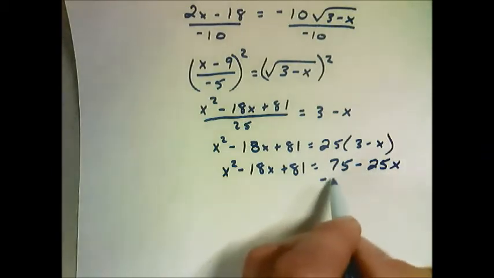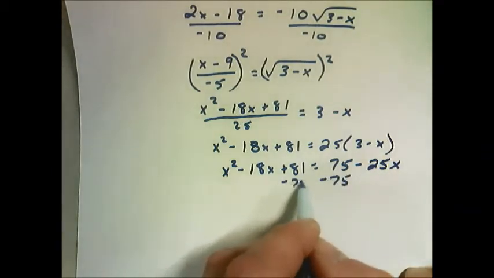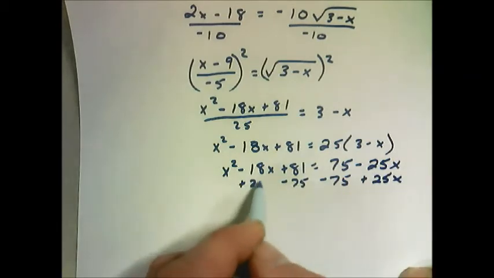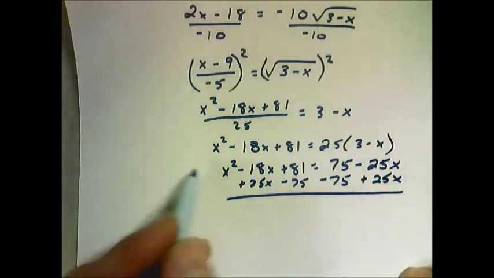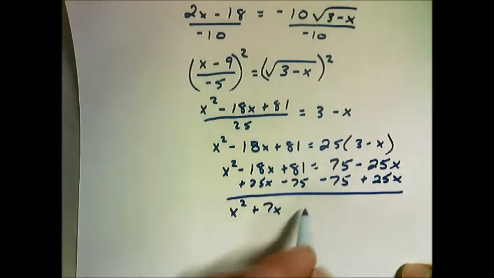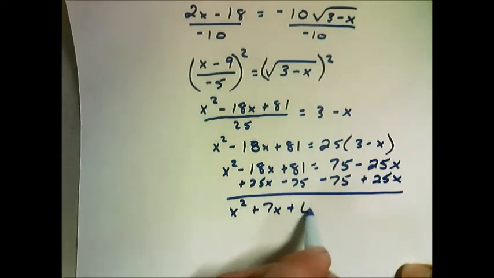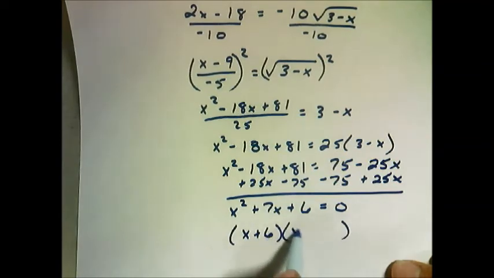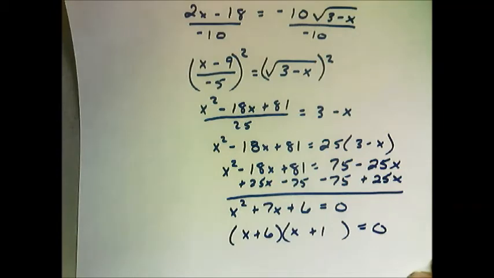Setting it equal to 0, I'm going to subtract 75 from both sides. I'm going to add 25x. So I end up with x squared plus 7x plus 6 equals 0. Hopefully this factors for us, and it does. So we have x plus 6 and x plus 1 multiplied together to give me 0.